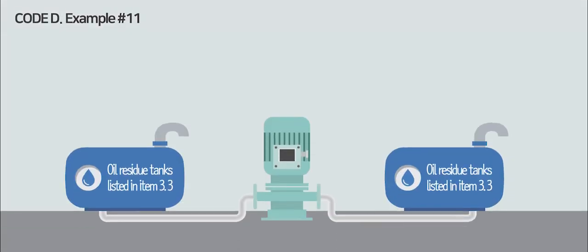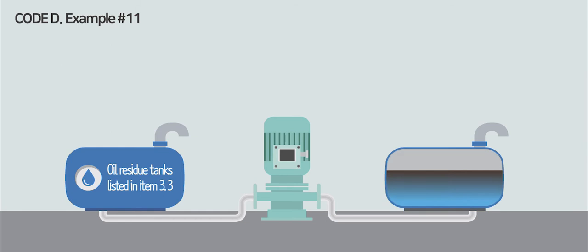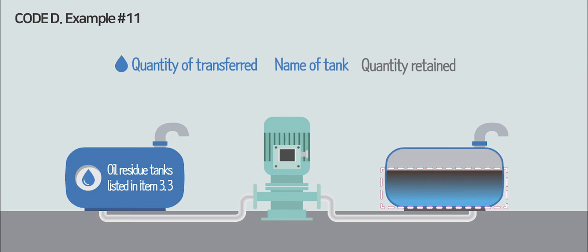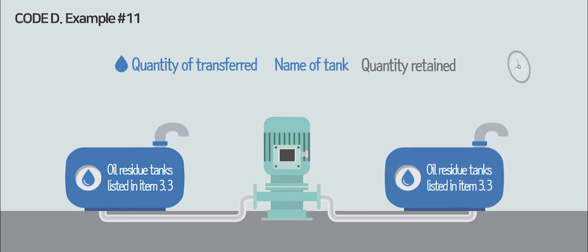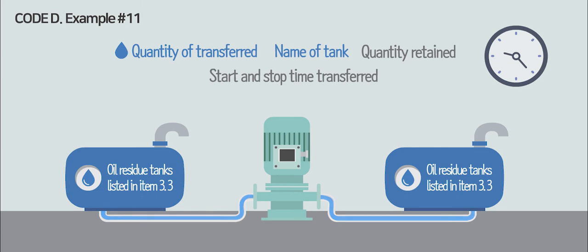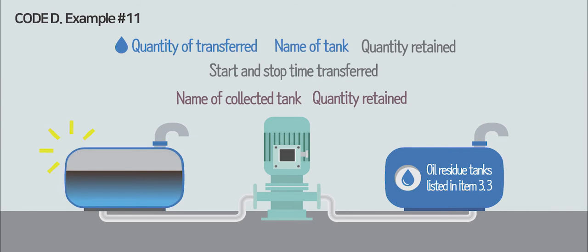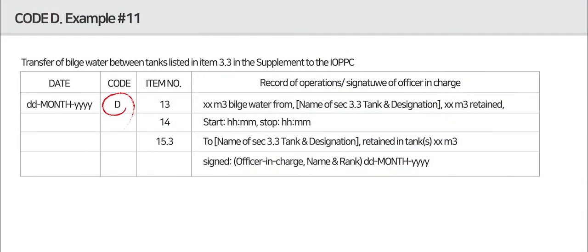Example 11. In case of transfer of bilge water between tanks listed in Item 3.3 in the supplement to the IOPPC. Item 13. Quantity of bilge water transferred, and name of tank, and quantity retained. Item 14. Start and stop time transferred. Item 15.3. Name of collected tank and quantity retained are recorded using Code E.